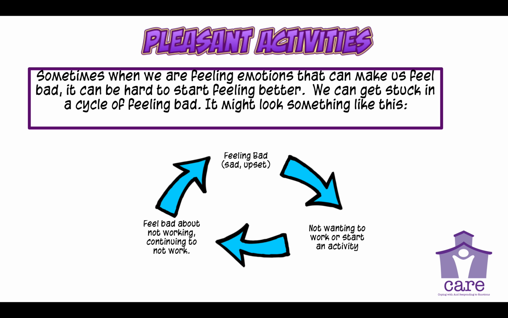And so to begin, we are going to talk about how sometimes when we're feeling emotions that make us feel bad, it can be hard to start feeling better. We can kind of get stuck in this cycle. So if you're feeling sad or worried or angry, sometimes it's hard to stop feeling sad or worried or angry. And so sometimes it looks like a cycle, like a circle. So you can walk students through how you might be feeling bad. Maybe you don't want to start work or start an activity, and then a lot of times you feel bad about not working, and then you continue not to work, and then you feel bad, and it's just kind of this vicious cycle that can be hard to get out of.